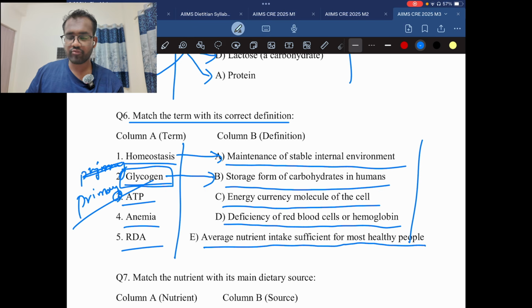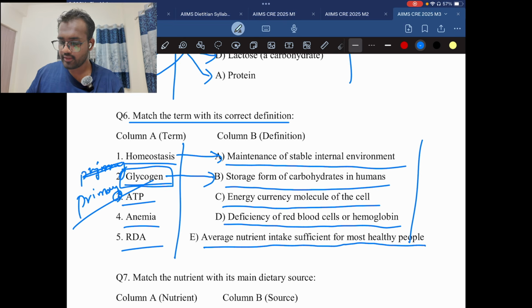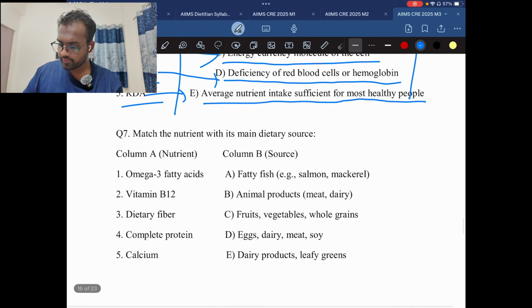It is a primary storage form of energy. It is not long-term storage. It is a primary storage. Long-term storage of energy is fat. Okay, always remember that. It is very, very important. This type of questions will be asked in the AIIMS. ATP is the energy currency of the body. It is very easy. Anemia is deficiency of red blood cells. It is also easy. RDA is the average nutrient intake sufficient for most healthy individuals.